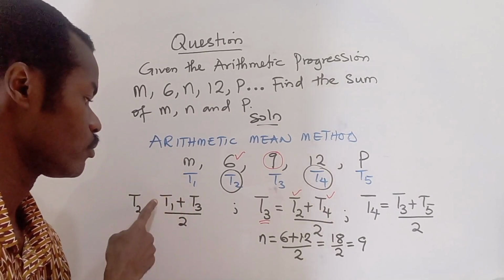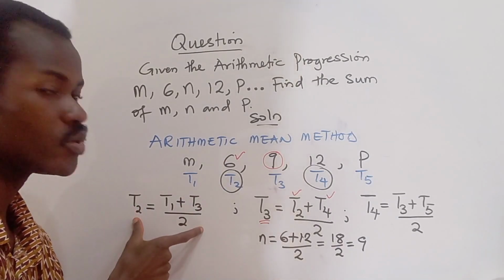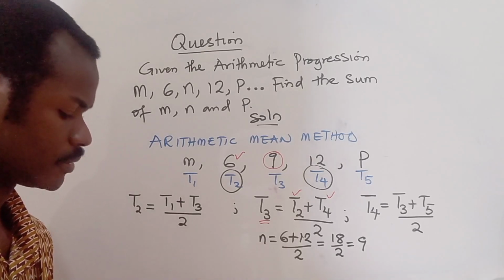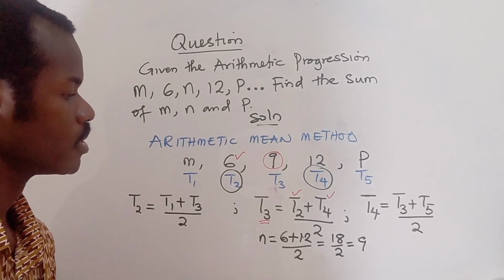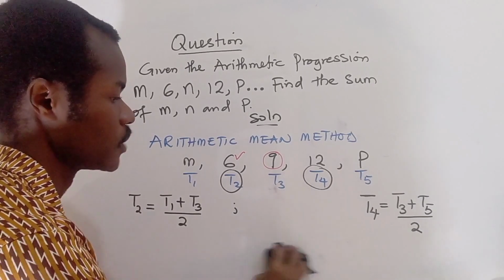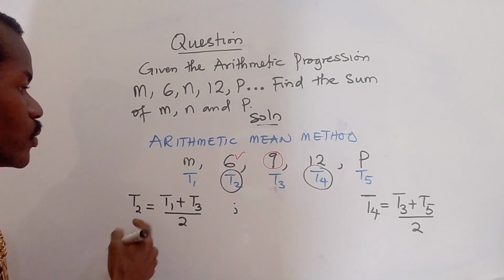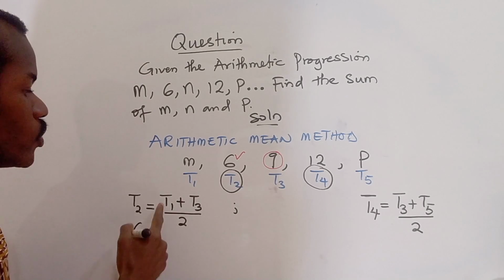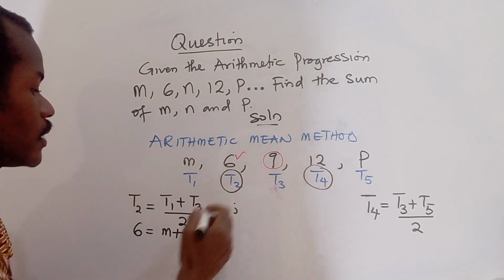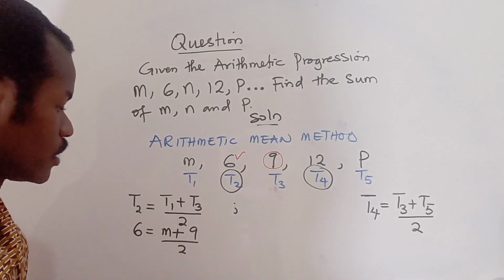Now my t1 is n, which is unknown. We also know our second term, which is 6. So we can also use this to solve for the value of n. Let's do that in a few steps. Let's substitute. I'm going to have my t2 as 6, which equals my t1, n, plus our t3, the third term, 9, divided by 2. Okay, so this is a simple equation.